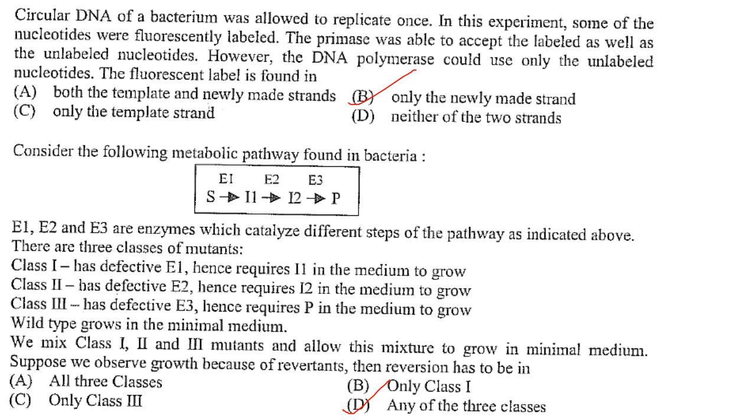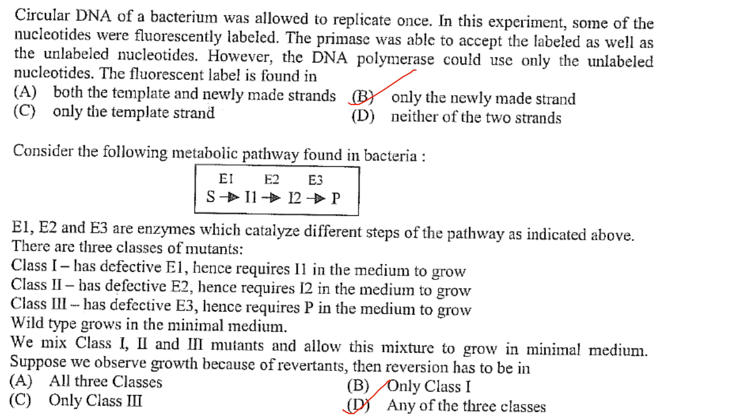The template strand is the original circular DNA, which is not affected by the labeling. During replication, the primer is extended by the DNA polymerase, creating a new strand. And the primer is labeled, as I already told you. So the new strand will also contain the labeled nucleotides. So the answer here is option B, only the newly made strand.